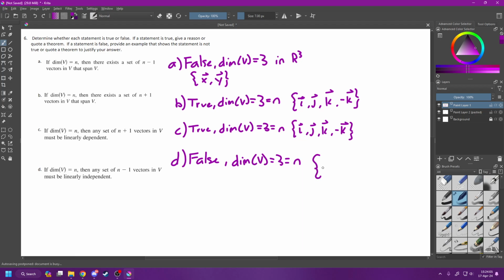For example, let me get a bit more detailed. Example like this. We have a set of (1, 0, 0) and (negative 1, 0, 0), 2 vectors that are linearly dependent on each other, but still fit within the dimension 3 for the vector space V. But they are linearly dependent, thus disproving that they must be linearly independent, meaning that the statement overall for D is of course going to be false.